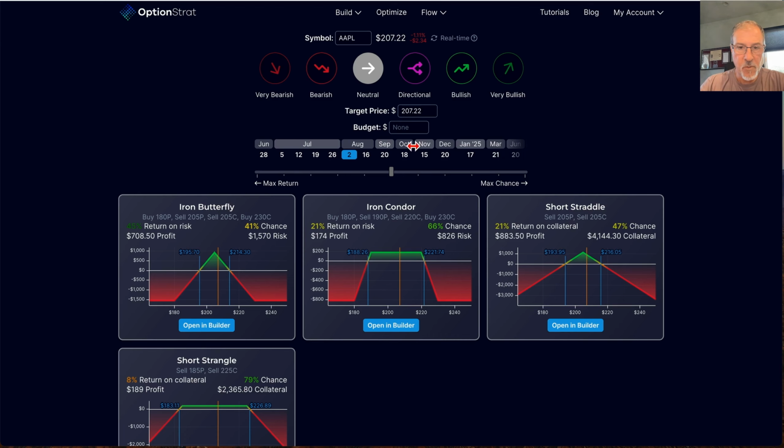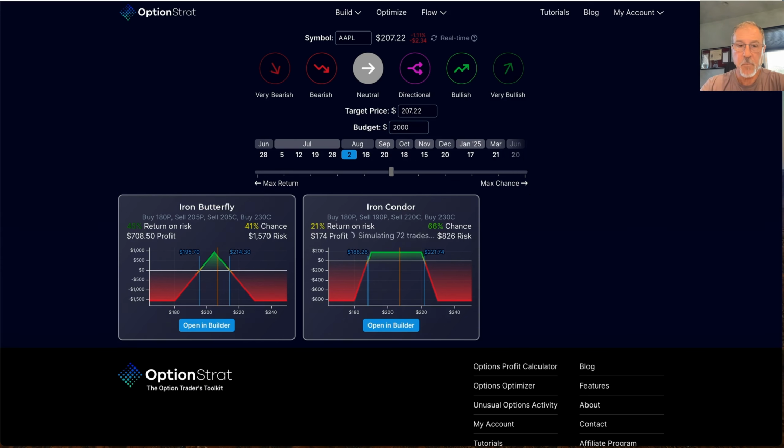And another cool feature, I can come in and say, you know what, I don't want to risk more than $2,000 in a trade, okay? It'll instantly knock out those other options for me to consider. So now I've got a couple trades. This one's going to carry 1570 in risk, 826 in risk if I'm centered up here.